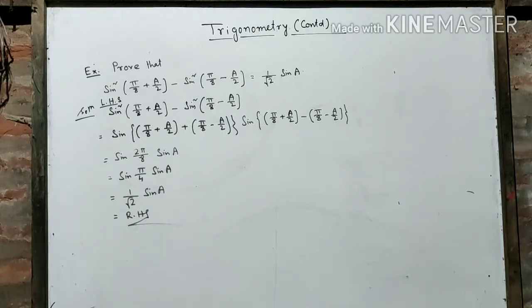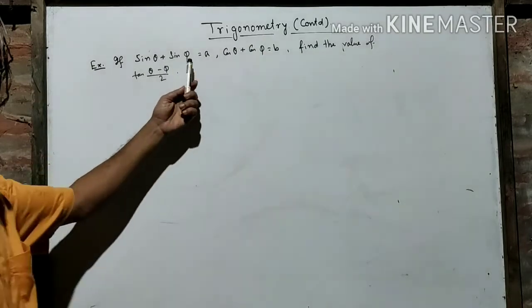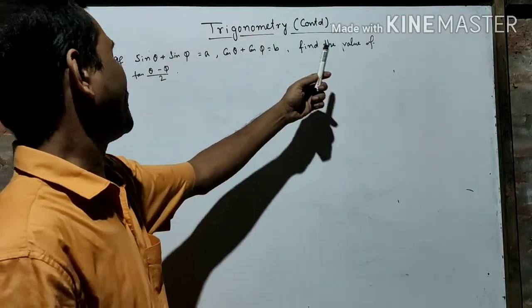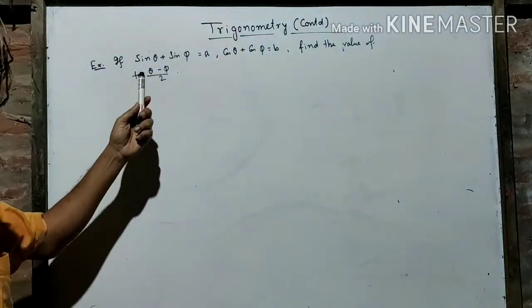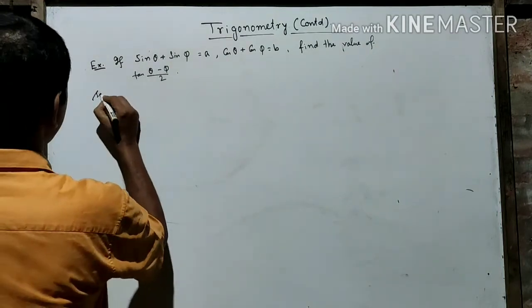And now the next question, it will be a bit long. Okay, so this is our next question. If sin theta plus sin phi is equal to a, cos theta plus cos phi is equal to b, find the value of tan (theta minus phi) by 2. Let's see what we can do.